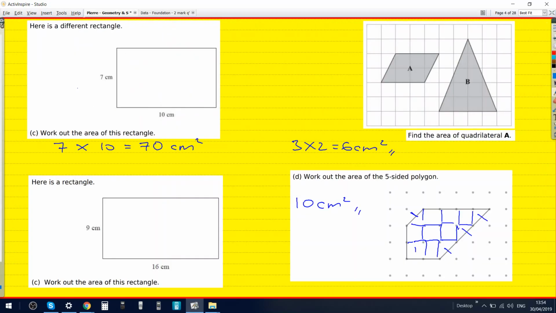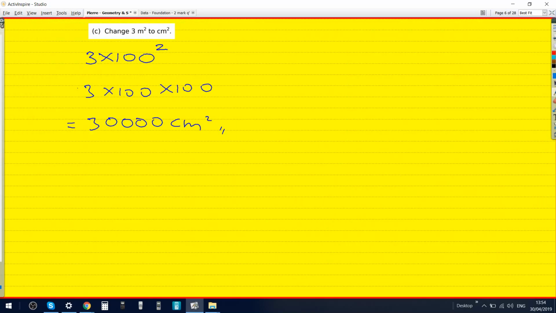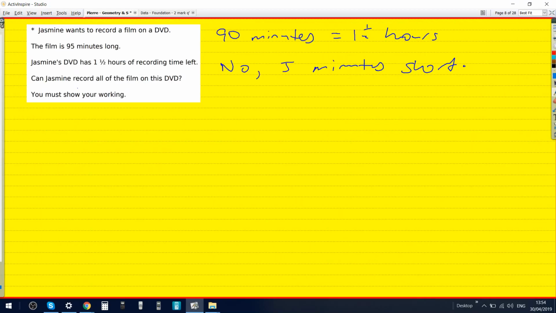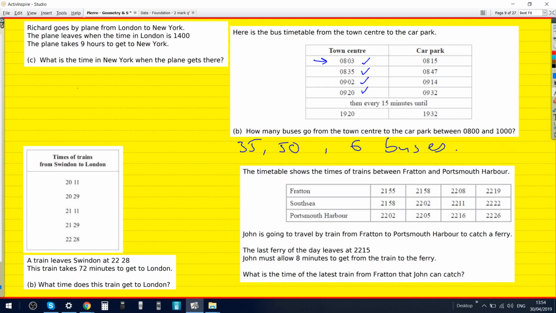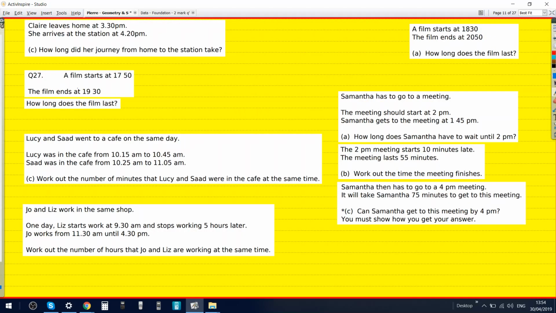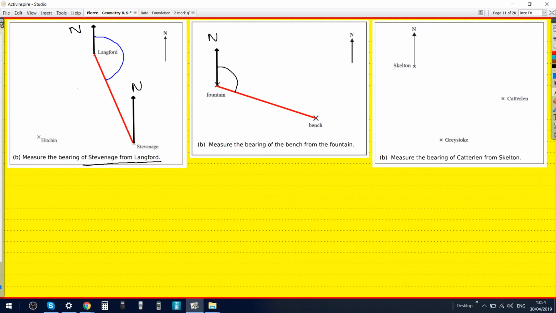Let me just take a look. I think we're okay there. Those are all done. So how do we do the top right one?